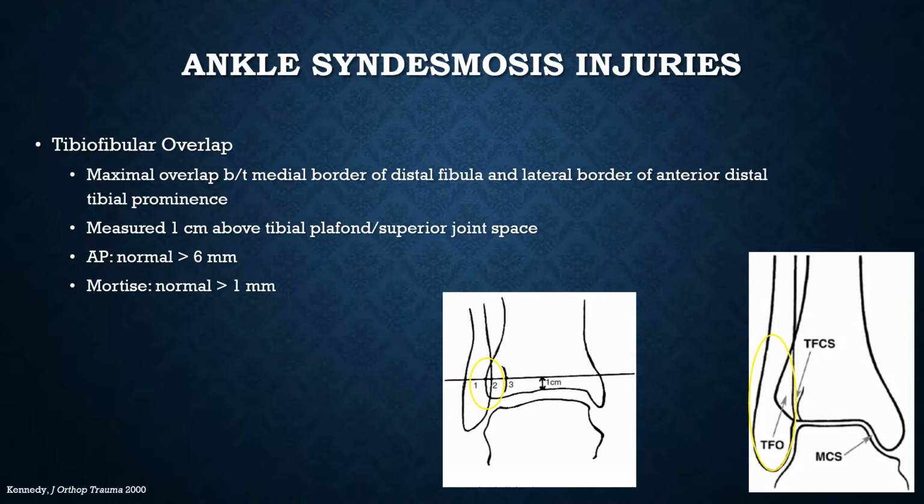Rather than looking for the space between these two structures, as we did in the clear space that we just discussed, we're looking now for how much of an overlap there is between the tibia and fibula. Just like the tibiofibular clear space, the tibiofibular overlap is measured 1 centimeter above the tibial plafond. The normal values are recorded on this slide as well, and keep in mind that a higher measurement is desired since it indicates more of an overlap between the distal fibula and tibia.